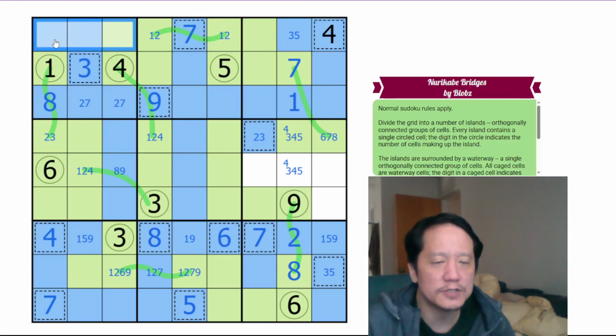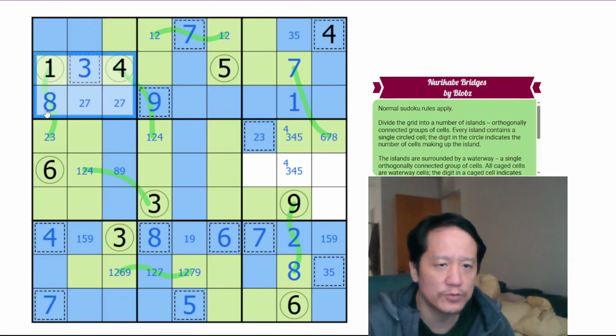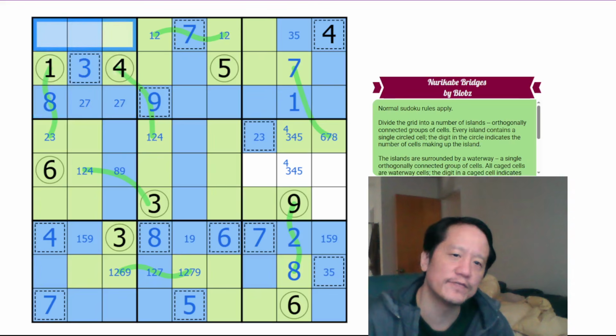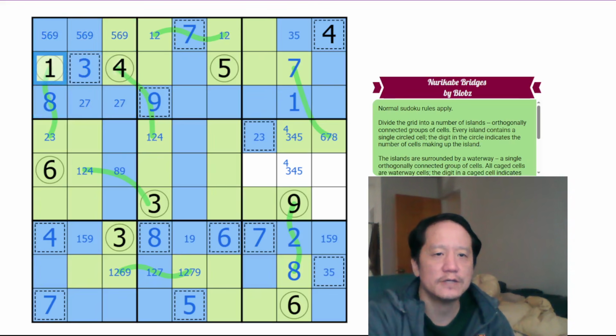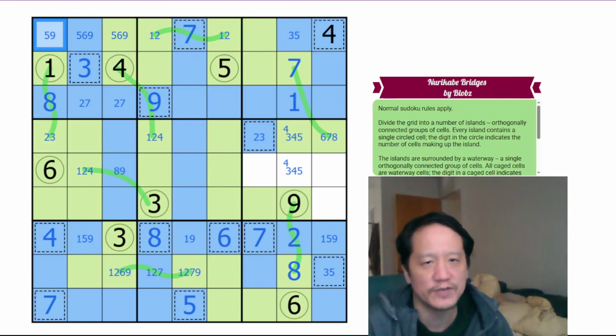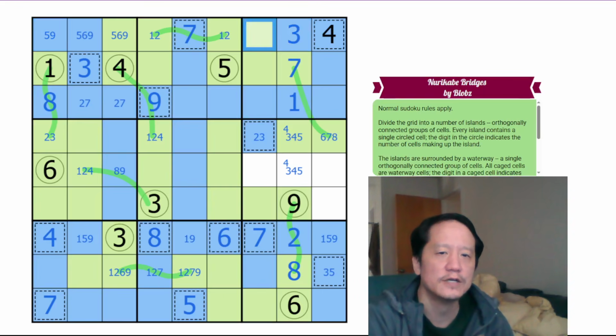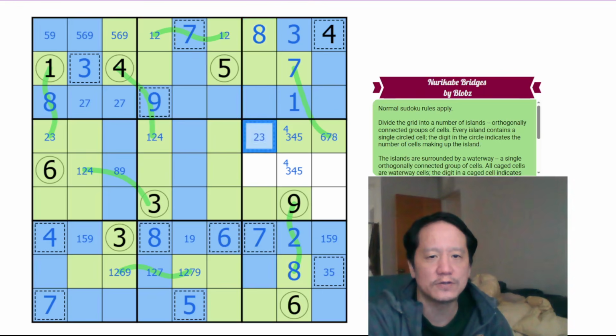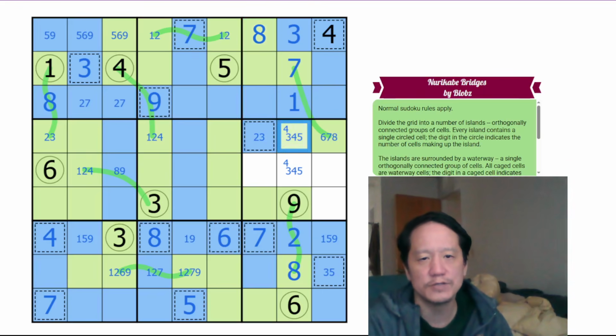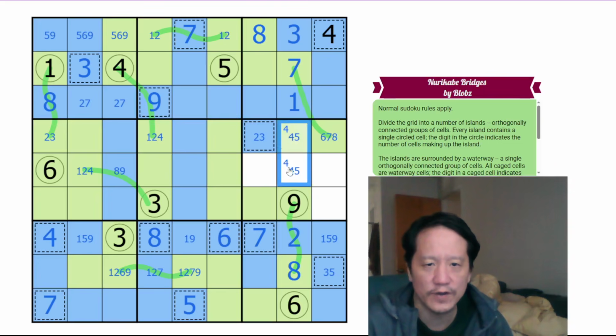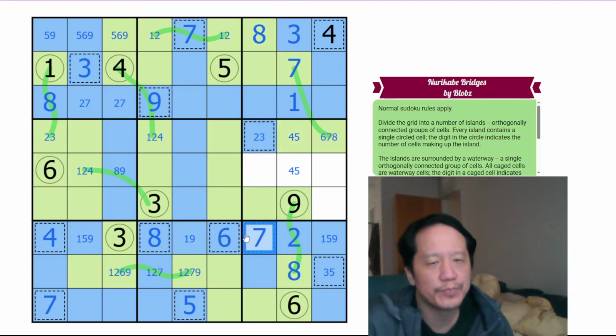Remaining digits in this upper left-hand box. We don't have 1, 3, 4, 2, 7, or 8, so this must be 5, 6, and 9. This can't be 6 because of 6 in the column. This 5, 6, 9 triplet eliminates 5, 6, 9 in the rest of the row, so this can't be 5. It's 3. That leaves this as 8 here. 3 eliminates 3 in the rest of the column, so this is 4 and 5 here as a pair.